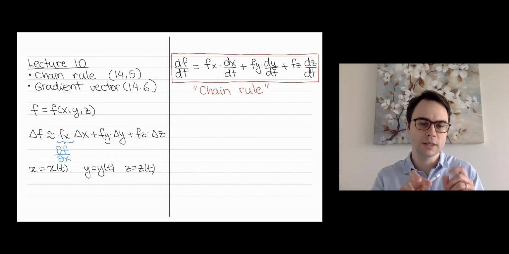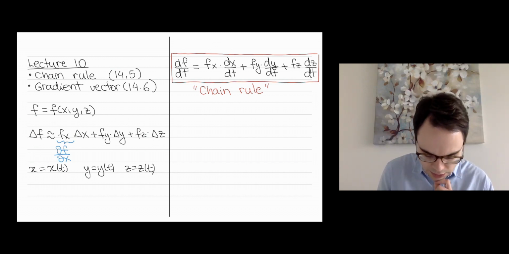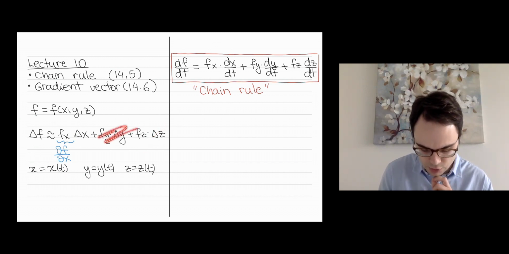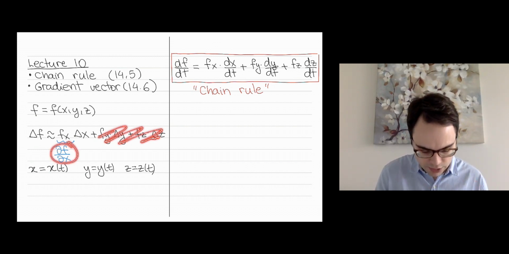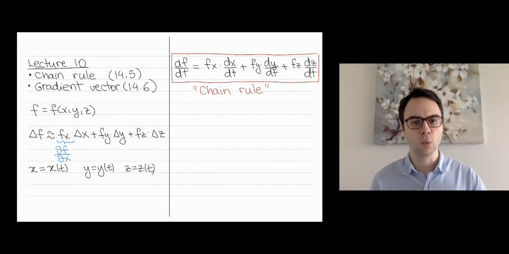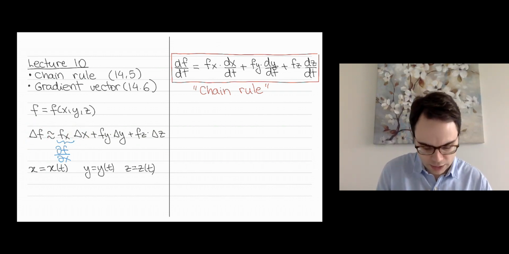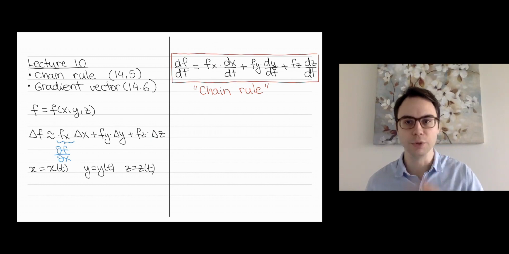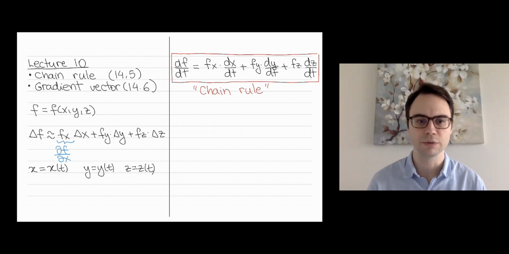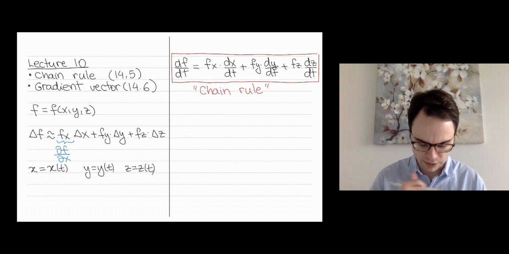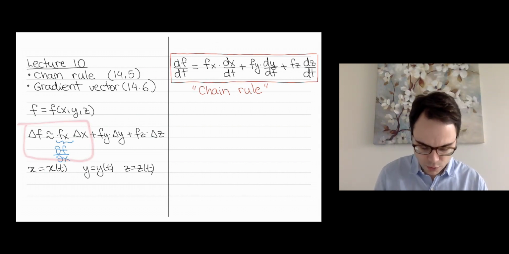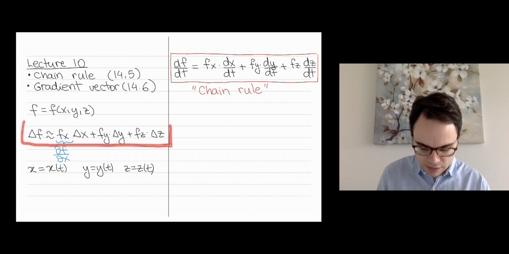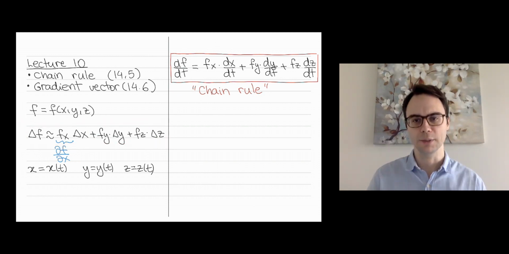So if I fix y and z and only change x, then delta y and delta z are 0. So these two terms go away. And then I'm saying that the x partial is approximately the change in f divided by the change in x when y and z are fixed. So this is true by definition of the partial derivative with respect to x, because you're fixing the other two. So this is all to say that this formula shouldn't be too surprising.